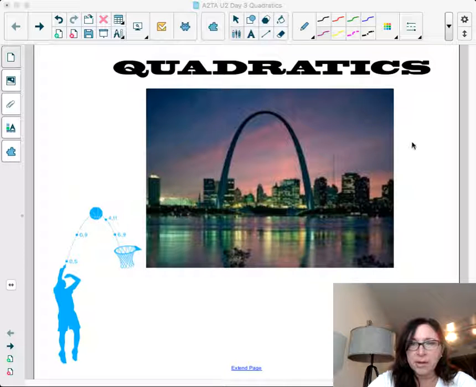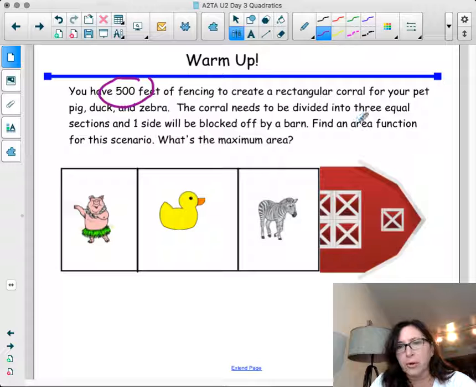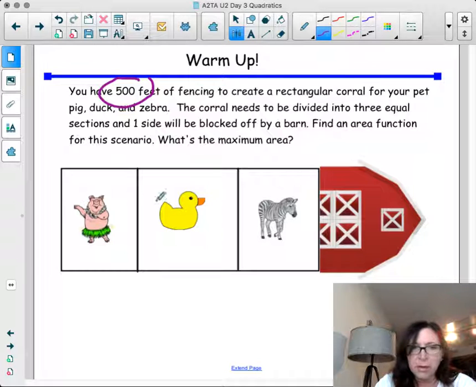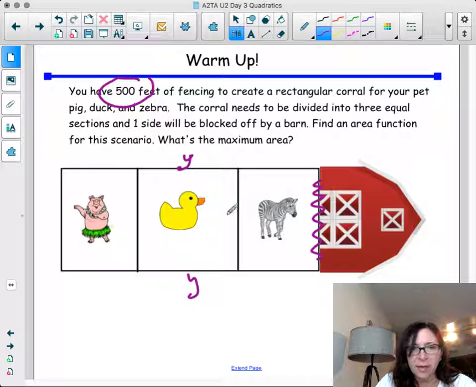The first thing that we did was we went over this problem that we have done before, which is the fencing problem. You have 500 feet of fencing and you are trying to create a rectangular corral for your pet pig, duck, and zebra. So we're going to call this Y and this side Y. Because this is against the barn, we're not going to use that side. So we're going to call these sides X. And our job is to find the maximum area.